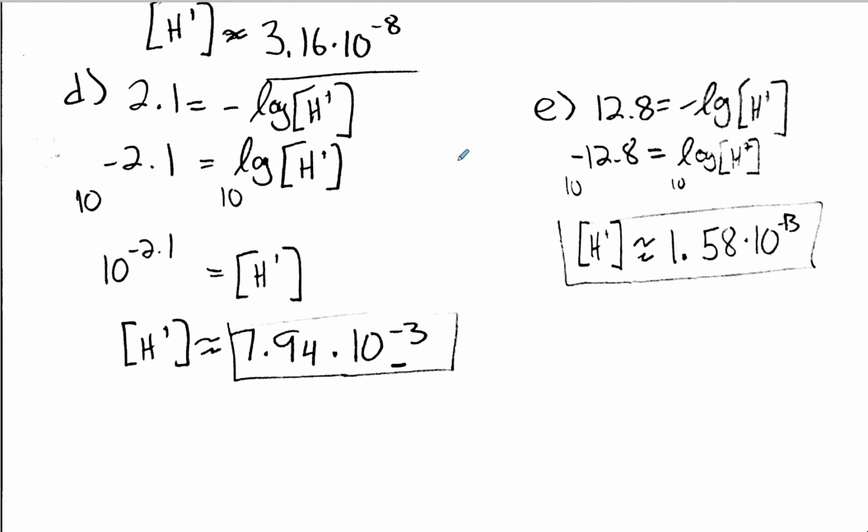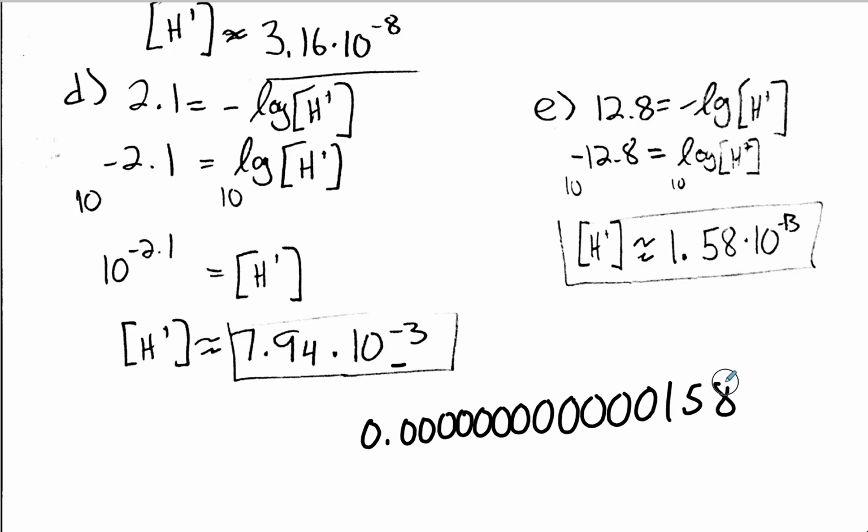All right, and lastly, with a pH of 12.8, you're going to see a super small level of hydrogen ions. This is going to be 0.1, 2, 3, 4, 5, 6, 7, 8, 9, 10, 11, 12, 13, versus this one's going to be 0.00794. So you can see this number is a lot smaller, and this pH is a lot bigger, indicating much more of a base.